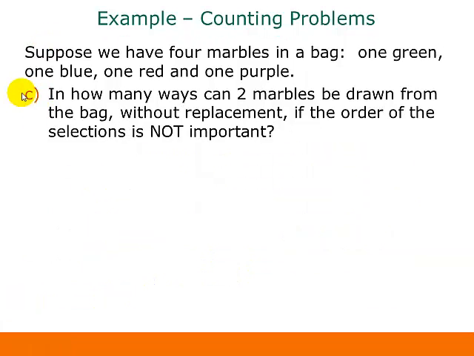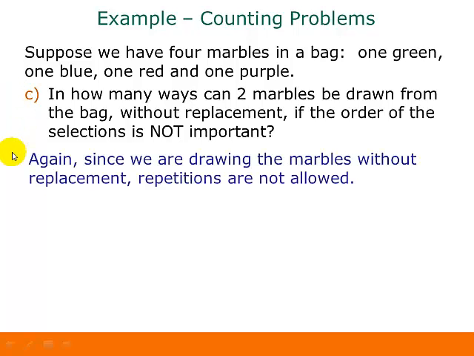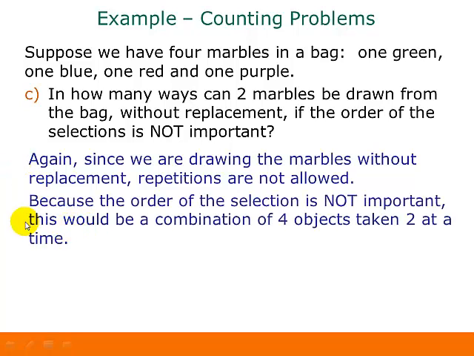Now, one more part of this problem. In how many ways can 2 marbles be drawn from the bag without replacement if the order of the selections is not important? Again, in this one, we're drawing the marbles without replacement, which means repetitions are not allowed. That means it could qualify as a permutation or a combination. Since we said that the order of the selections was not important, that means that this would be a combination.